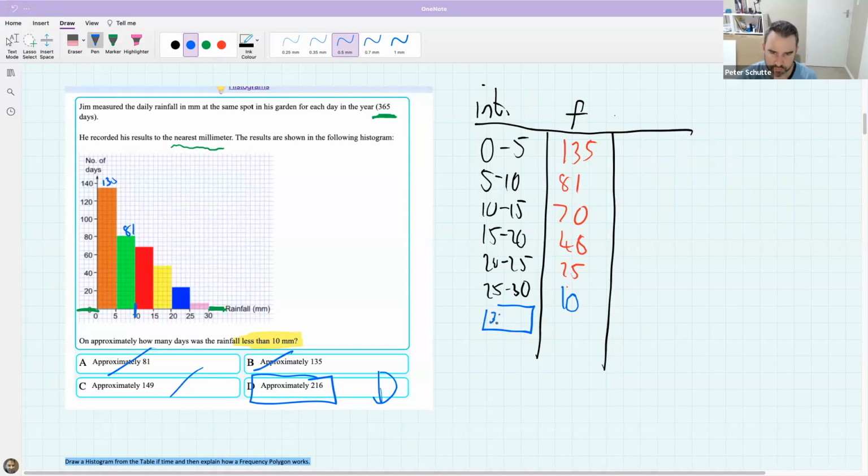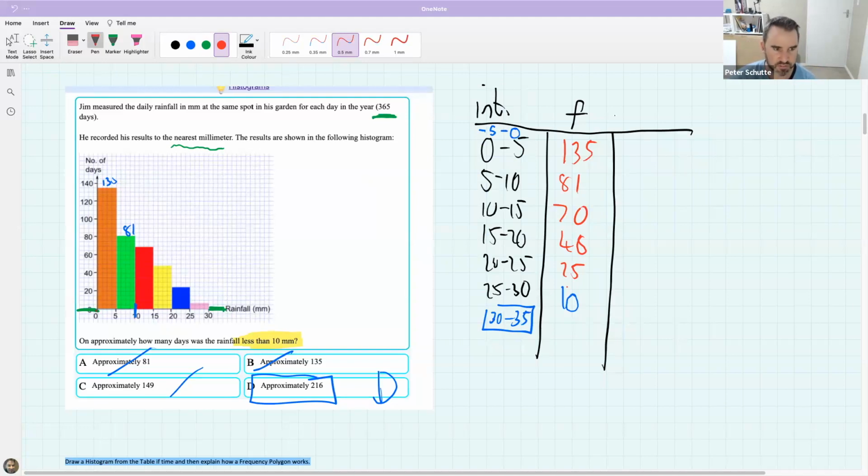Okay, 30 to 35. So I'm going to add an extra interval here. And if I put an interval below 0 to 5, what do you think that would be? If we're going in 5s, it would just be -5 to 0. Yeah, that's fine. Okay. So to change a histogram into a frequency polygon, you first add 2 extra intervals, and we say it grounds the frequency polygon.